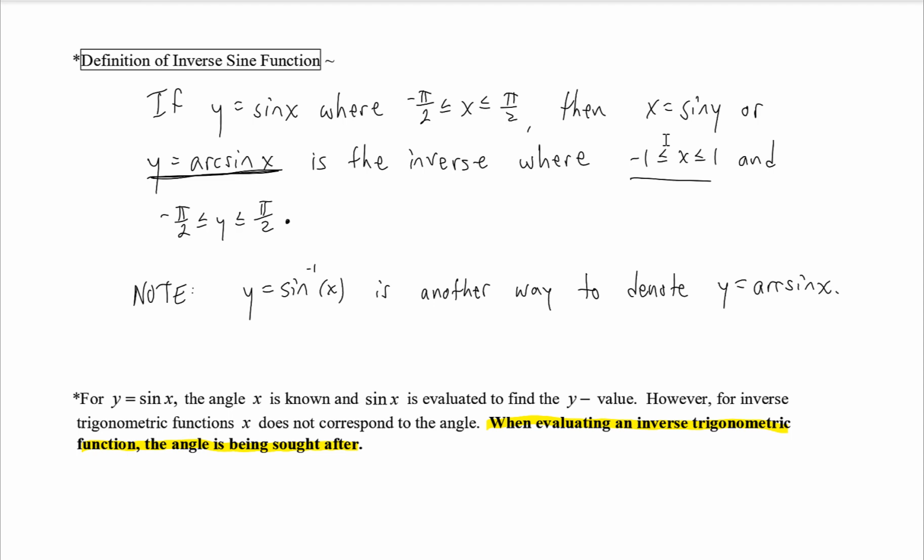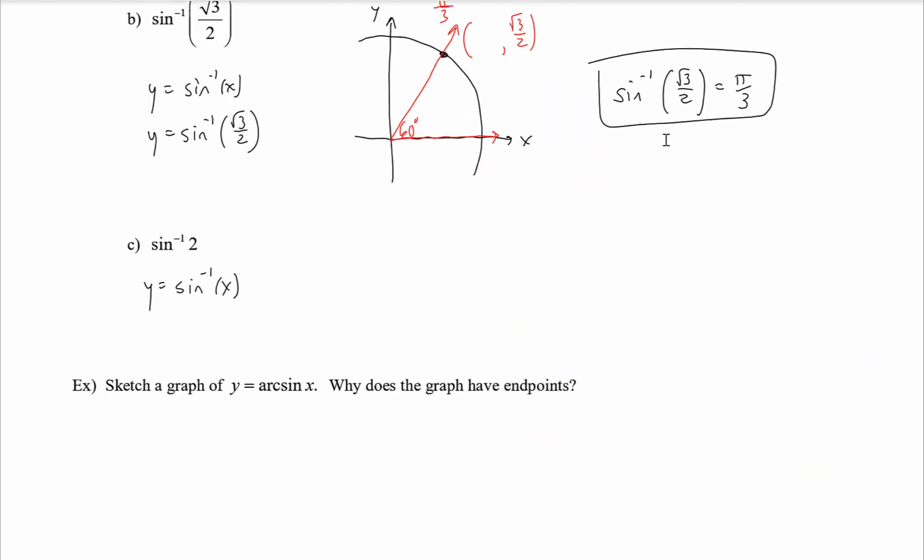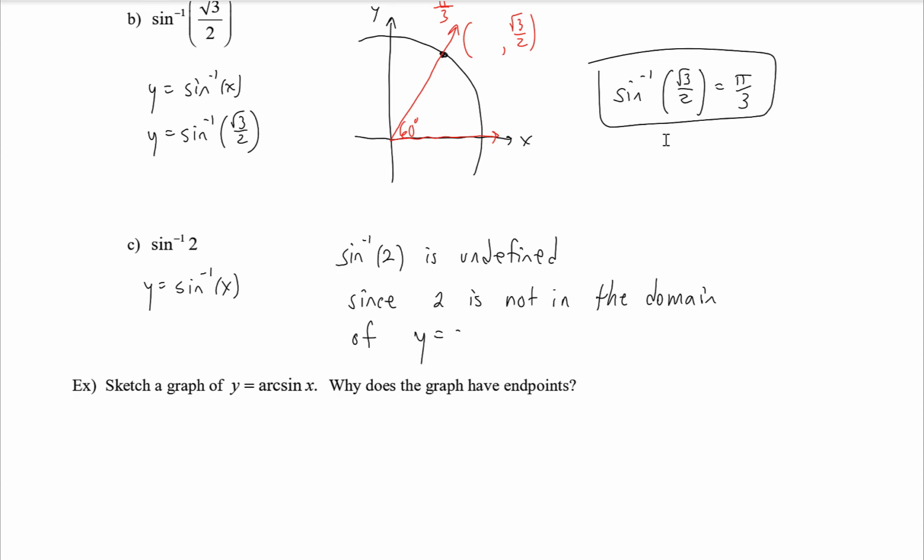Inverse sine of x has a domain of -1 to 1. Well, I'm being asked to evaluate inverse sine at 2. That's not in the domain. So inverse sine of 2 is undefined, since 2 is not in the domain of y equals inverse sine of x.